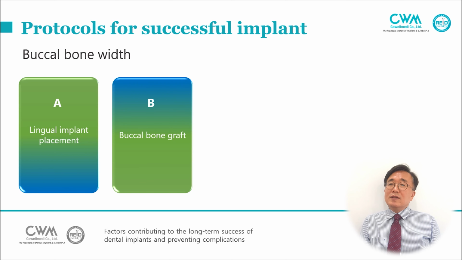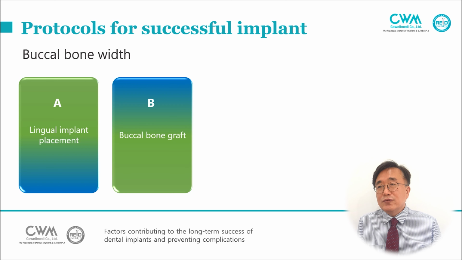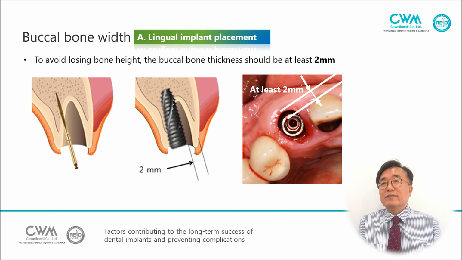And protocols for securing the buccal bone width. How can we make a buccal bone width? First, lingual implant placement, and second, buccal bone graft. So we can make a lingual implant placement with a lingual position drill. And so finally, the implant is positioned on the lingual side. So the distance between the implant and the buccal bone surface could be at least 2 millimeter.